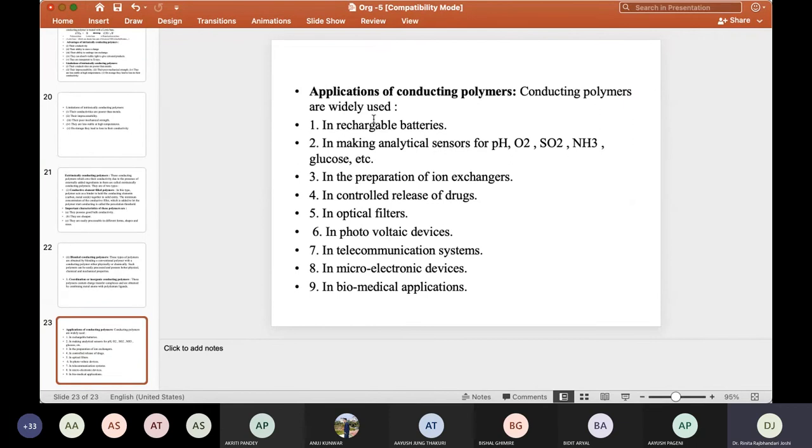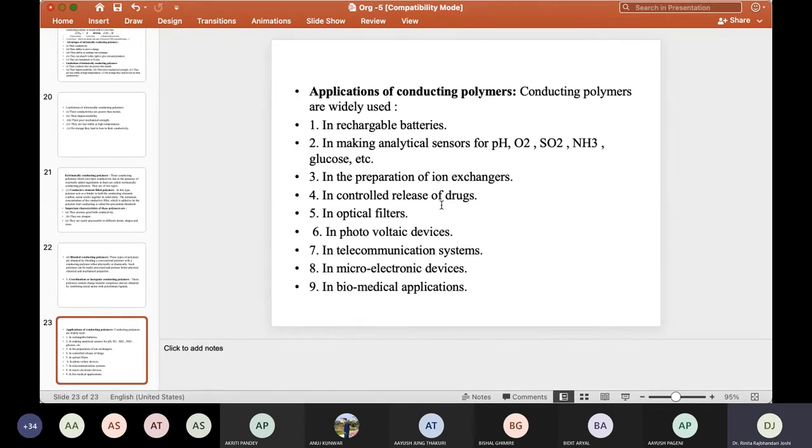So these are of the conducting polymers, and the applications of the conducting polymers are widely used in rechargeable batteries, in making analytical sensors for pH, oxygen, sulfur dioxide, nitrogen, glucose, as well as in the preparation of ion exchangers, in controlled release of drugs, in optical filters, in photovoltaic devices, in telecommunication systems, in microelectronic devices, as well as in biomedical applications. So these are the applications of conducting polymers.